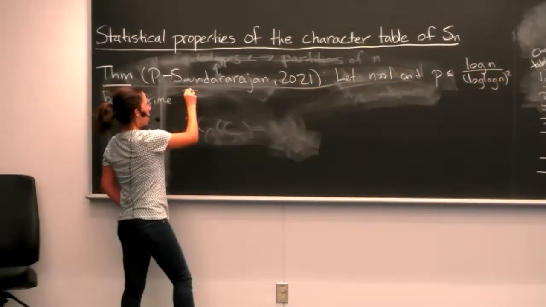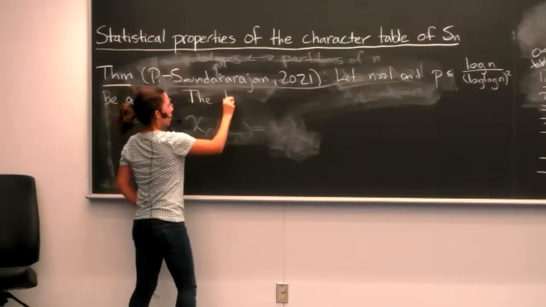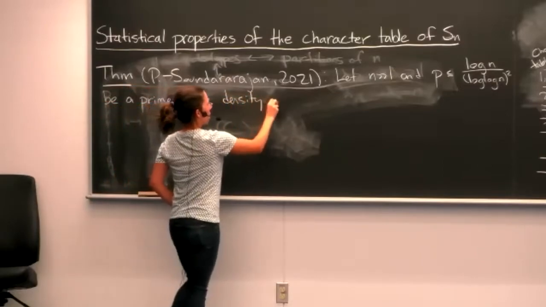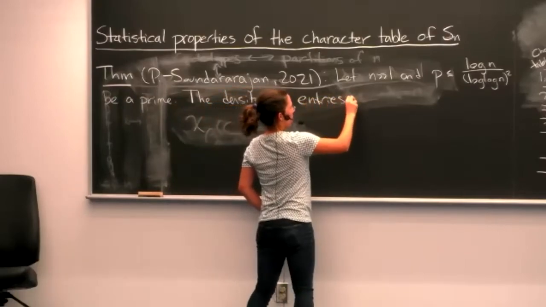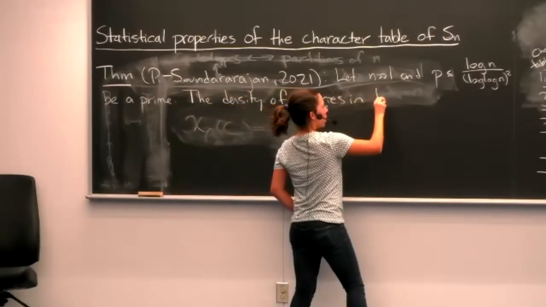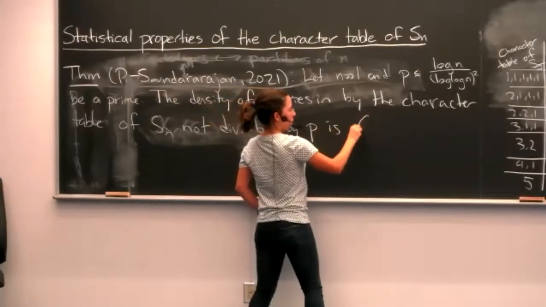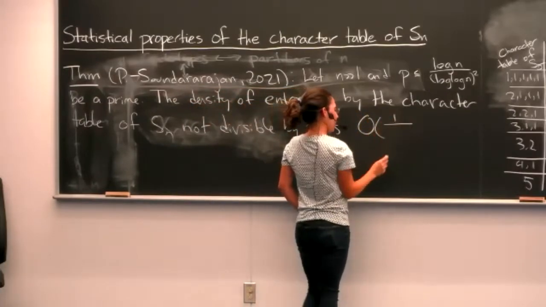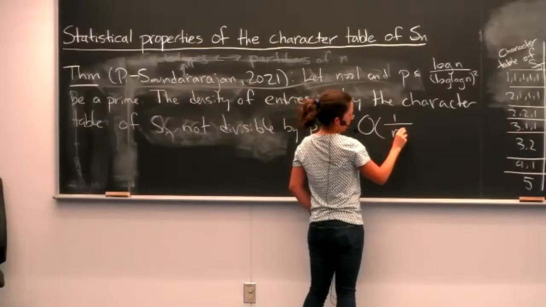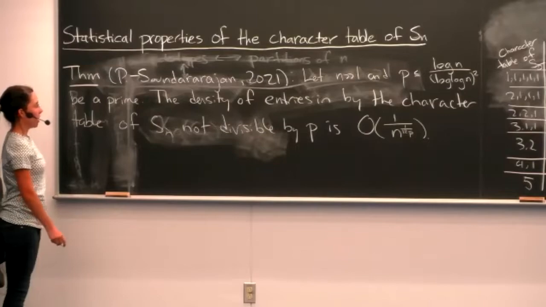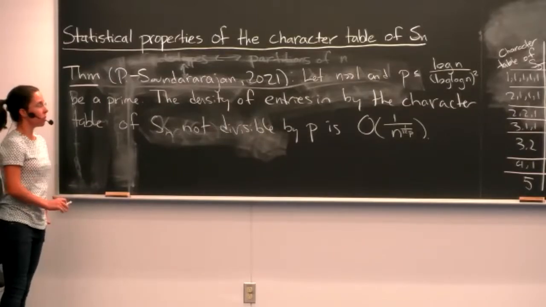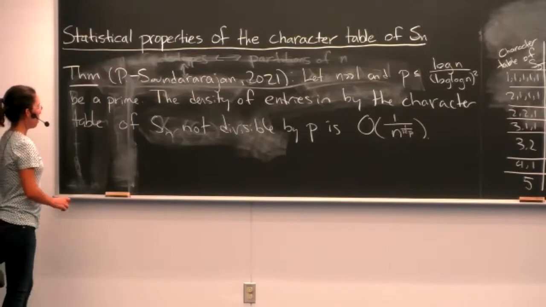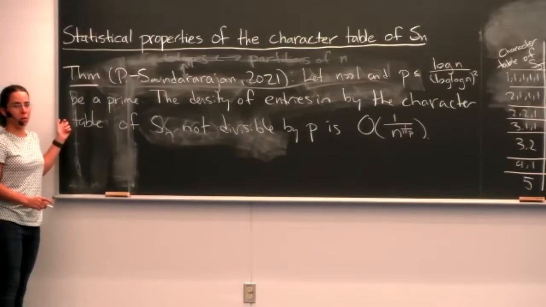So then the density of entries in the character table not divisible by p is big O of 1 over n to the 1 over 12p. So it's the update since the last time I've given this talk. I think people have seen this a few times in the audience. Is that now we can do it for prime powers too.